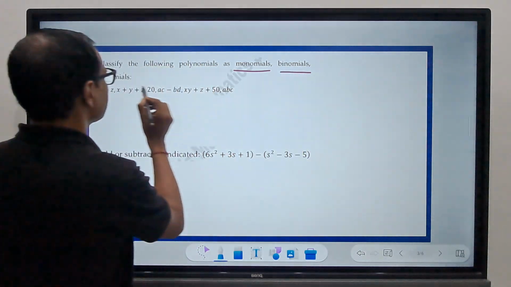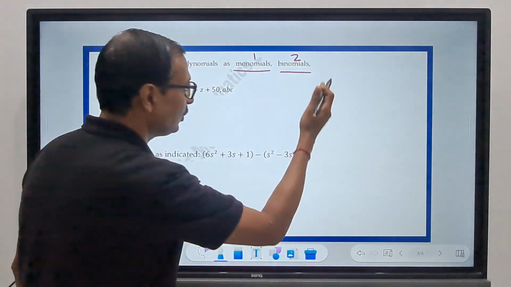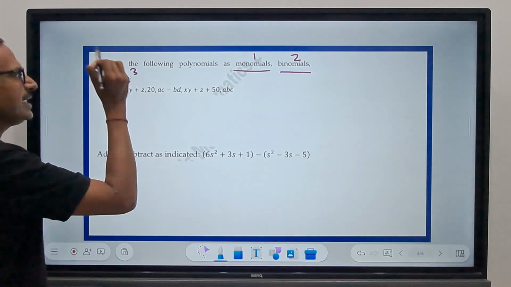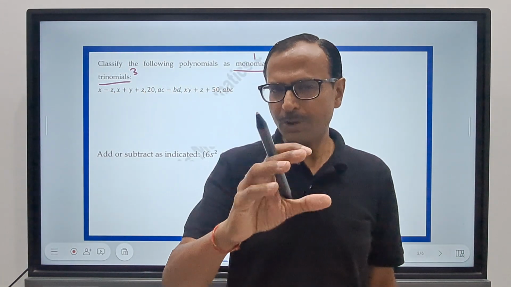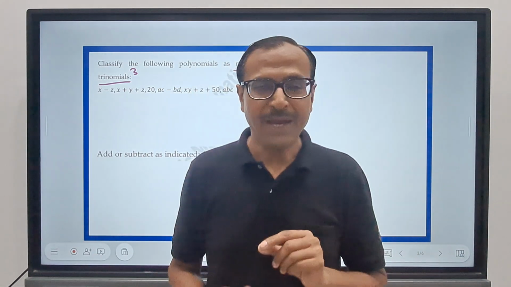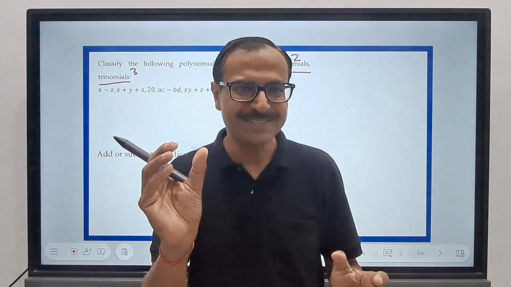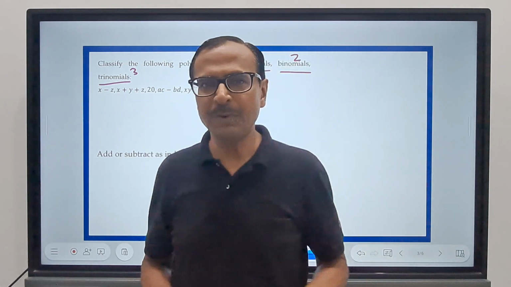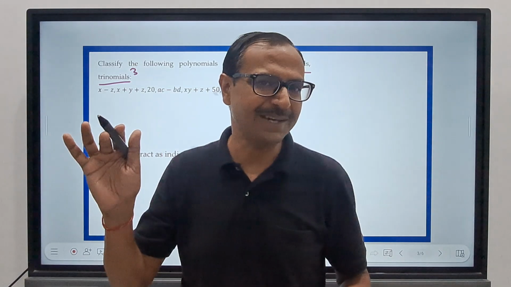Monomials, binomials, trinomials. Mono means 1, bi means 2, so binomial means 2, and tri means 3. So it has to do something with the number of terms, right? An expression contains terms, and these terms are always separated by a plus or a minus sign, right? Always remember, the terms are always separated by a plus or a minus sign.